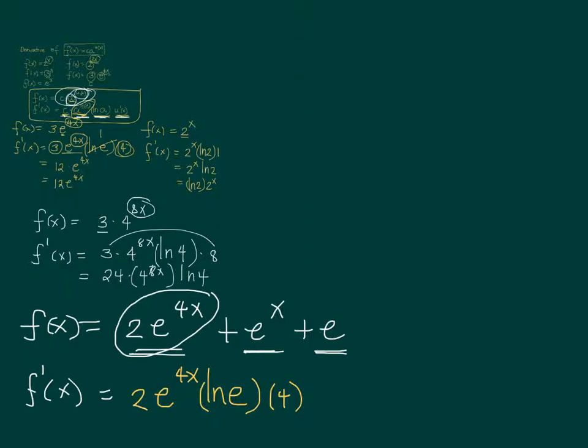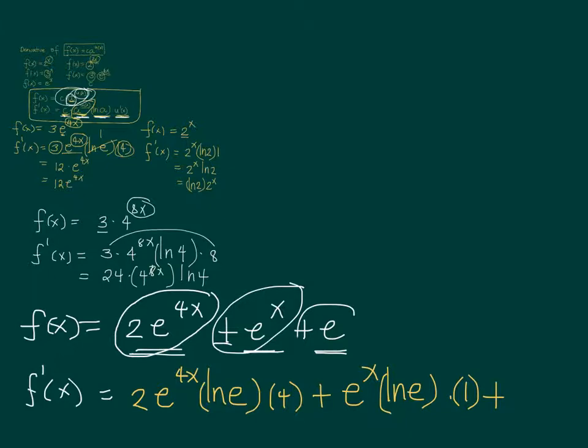And then we move to e to the x, so it's plus the derivative of e to the x, so it's e to the x, the function, and then ln of the base e, and then times the derivative of x, which is just 1. And finally, the last term is an e. Now this can be a bit confusing, but e is a constant value, and the derivative of any constant is 0. So this is plus 0.